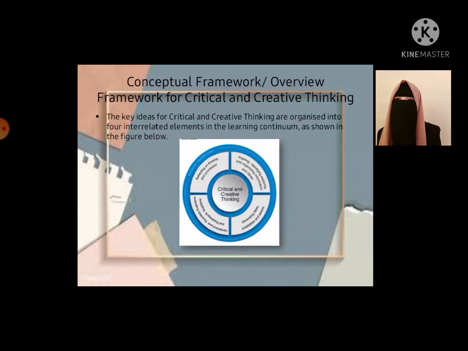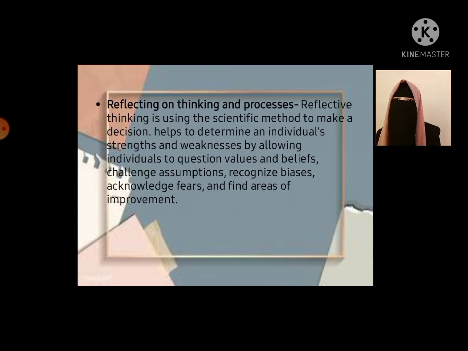So, let us start with the conceptual framework, or the overview framework, for critical and creative thinking. The key ideas for critical and creative thinking are organized into 4 interrelated elements in the learning continuum, as shown in the figure below. Okay, let's start with reflecting on thinking and processes. Reflective thinking is using the scientific method. When you say scientific, it is systematic and it is not a guess.